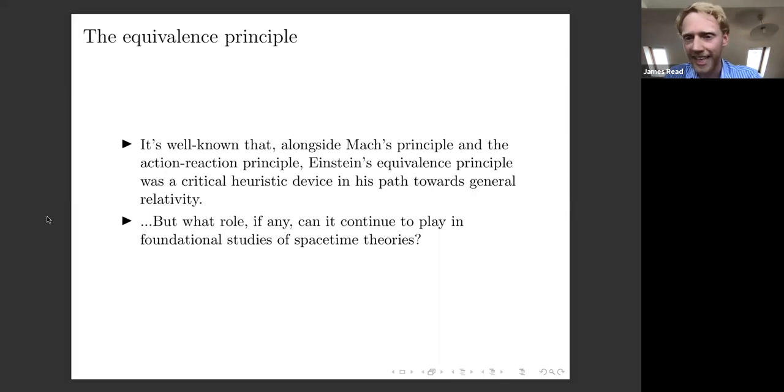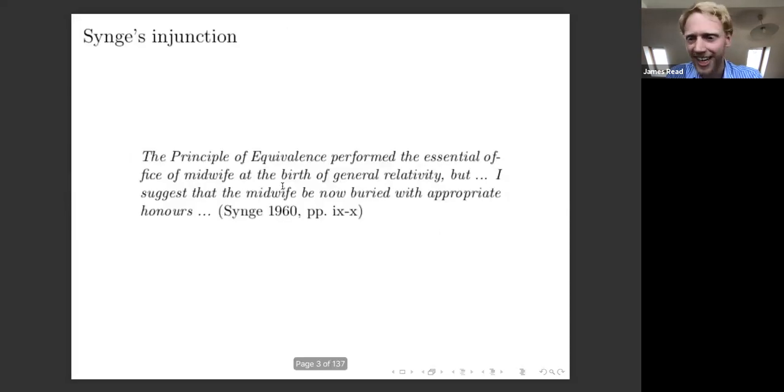So in the first camp, no talk on the equivalence principle would be complete without this quote from Synge. Synge wrote, "The principle of equivalence performed the essential office of midwife at the birth of general relativity, but I suggest that the midwife be now buried with appropriate honors." So Synge believes that in the completed version of general relativity, the equivalence principle doesn't have much role to play.